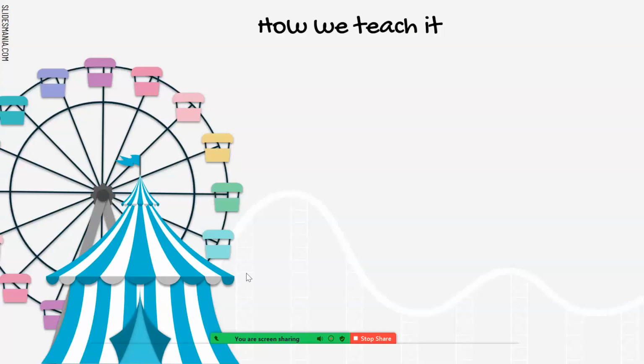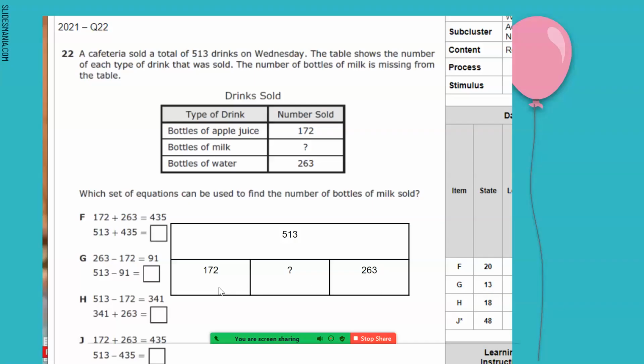Okay, if I put these two together, 172 and 263, I would get a total of 435. Okay, and once I have 435, how can I find out this missing part? I would need to subtract it from the 513. This right here has 172 plus 263 equals 435. That part's right. But then it would have me add the total number of drinks to the total of these. Is that going to show me my missing part of milk? Not quite. In this one, we're taking this 263 and subtracting the apple juice.